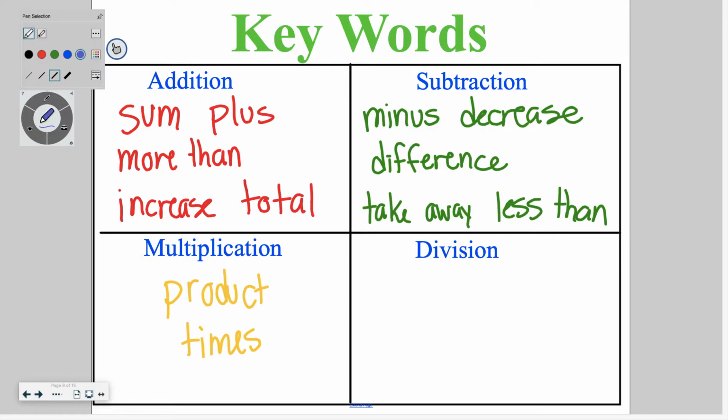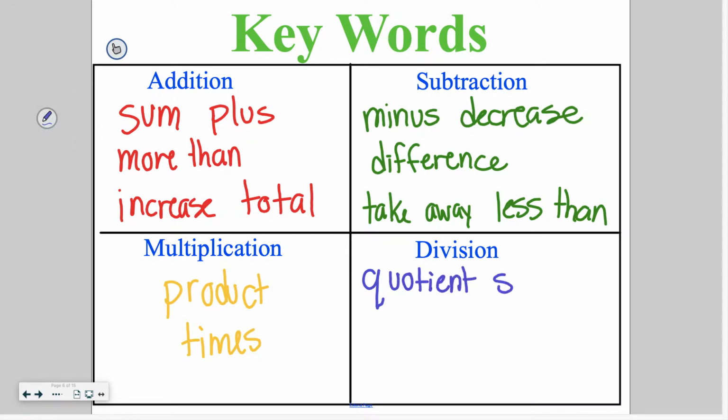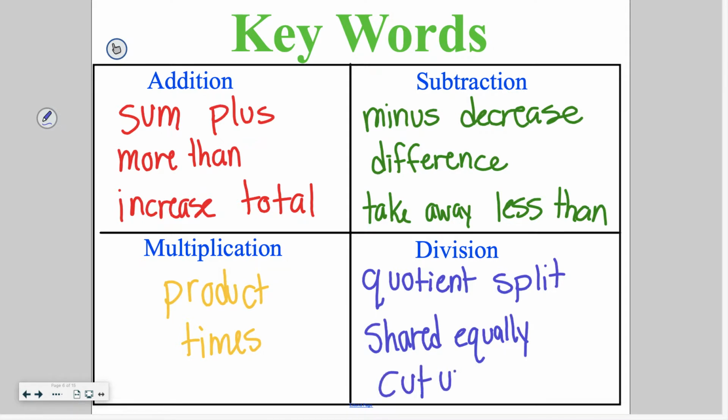And for division, we got quotient. You might see the word split or split into. You might see shared equally. You're talking about a group of people sharing things equally. They are dividing it among themselves. You might see cut up. Obviously, for any of these, addition, you could see add, subtraction, subtract, multiplication, multiply, division, divide. So again, this list is not extensive. There is the poster hanging up in my room, but this is just a quick refresher for you.